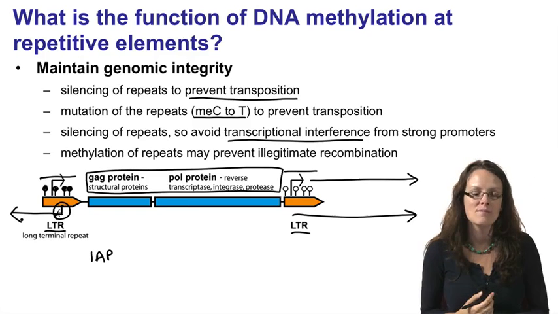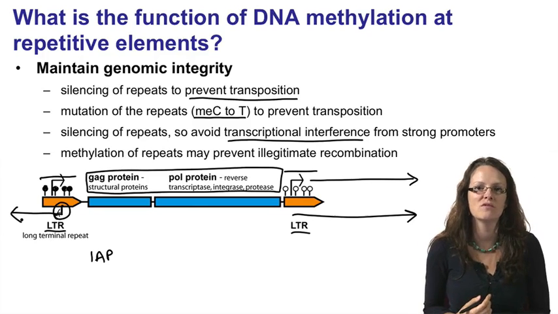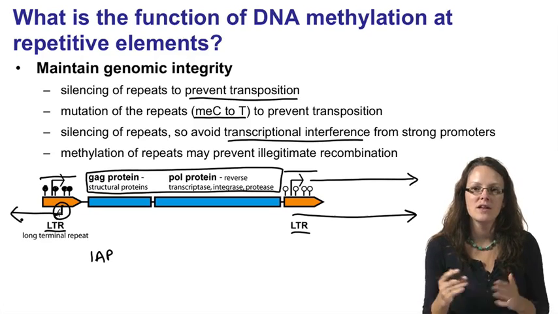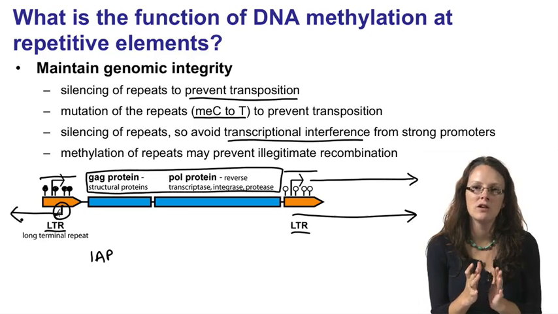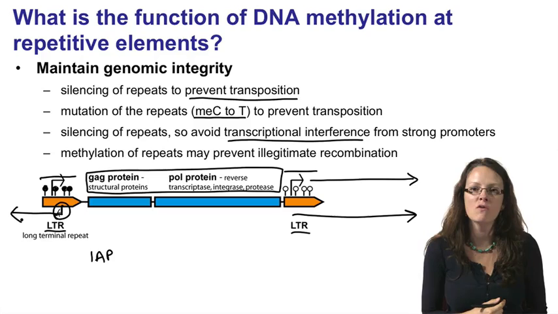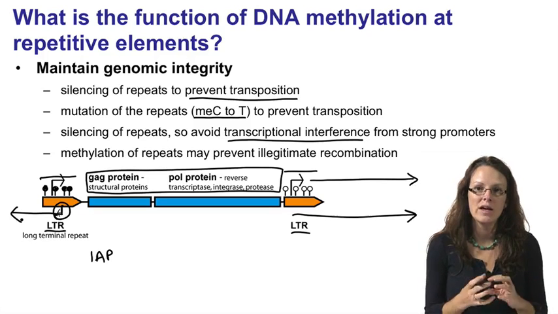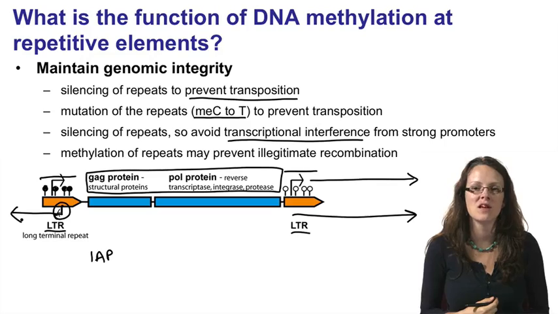Finally, we think that methylation of these repeats can also prevent illegitimate recombination. Because there are a lot of these repeats spread throughout the genome, if they align, you would normally expect recombination to occur between similar repeats. However, we know for recombination to occur, we need to have an open chromatin structure. So this is something that's been learned only in the last few years in the field. But through methylation, this will allow compaction of this particular chromatin, and recombination is much less likely to occur.